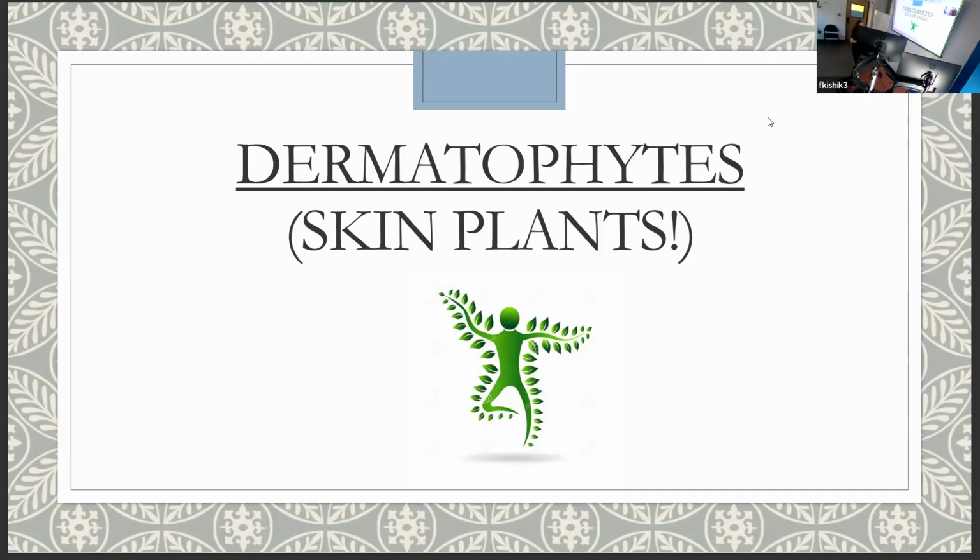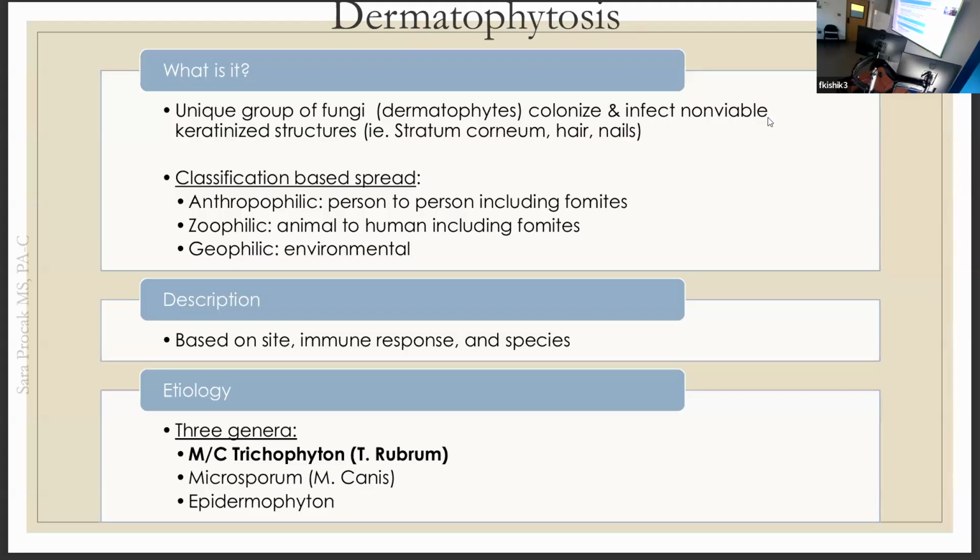So we're going to talk about a couple of different presentations of what you can see with dermatophyte infections. There are different classifications for these dermatophytes. I picked the one based off of spread, because I think that's the easiest to remember. There's anthropophilic spread, which is person to person, zoophilic spread, which is animal to human, and geophilic, which is from the environment, like soil, for example. What you're going to see is based off of the site, your patient's immune response, and also the species of dermatophyte that's present. And we'll talk about that.